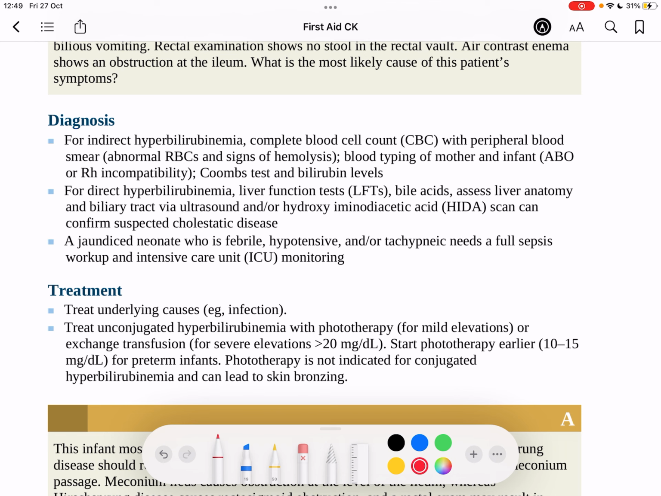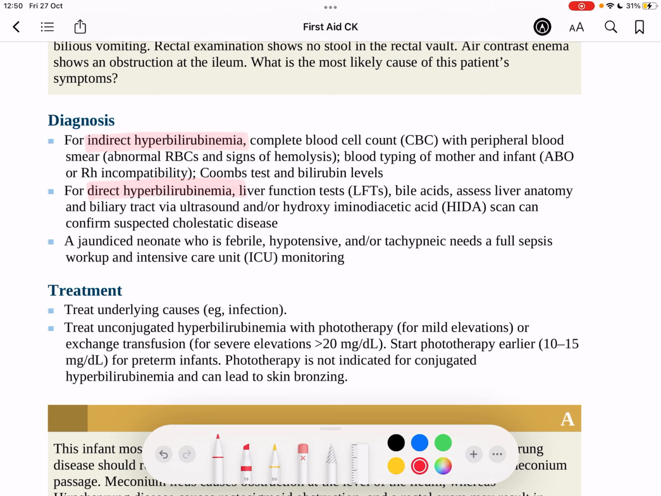So how do we diagnose? What's our workup for these patients with jaundice? We want to first see, is it direct or indirect hyperbilirubinemia, okay? Because that's going to determine what the next things we do. So we want to first determine, is it direct or indirect, conjugated or unconjugated.